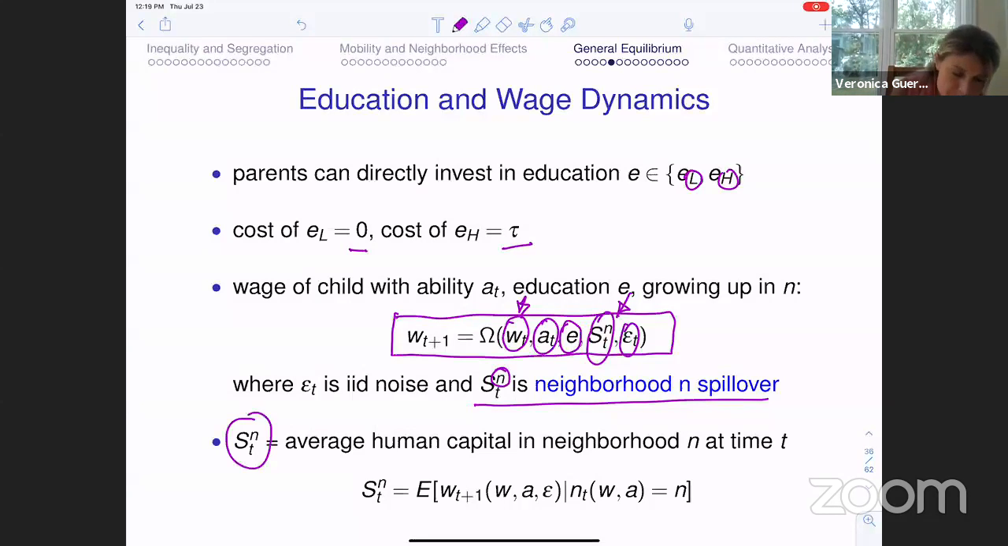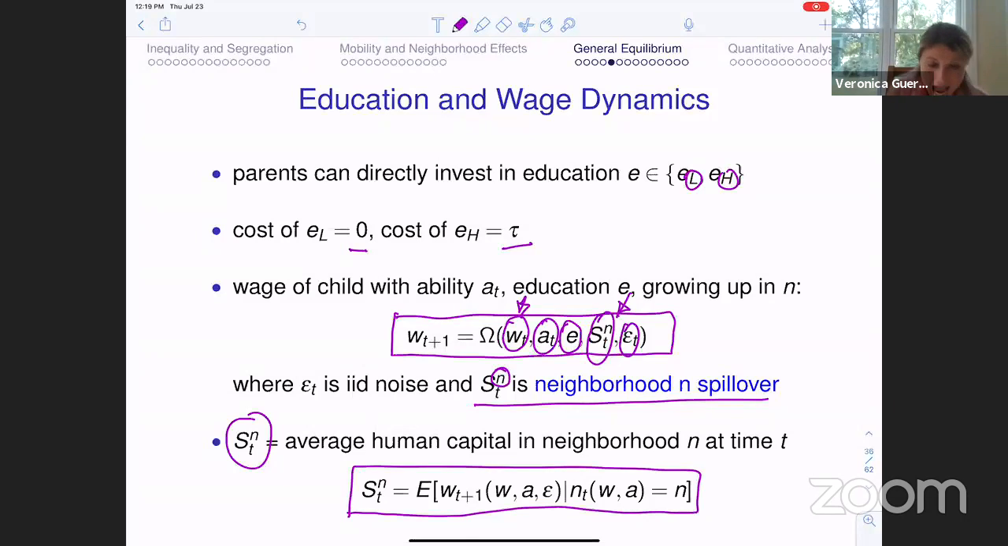Now, what is this spillover? How do we model this spillover? So the important thing is that we assume this spillover is an endogenous object, depends on the distribution of kids, of families who live in the neighborhood. And this is an interesting thing that is going to generate a feedback effect. So what we are going to assume is that the spillover is equal to the expected average future income of the kids who grew up in that neighborhood.